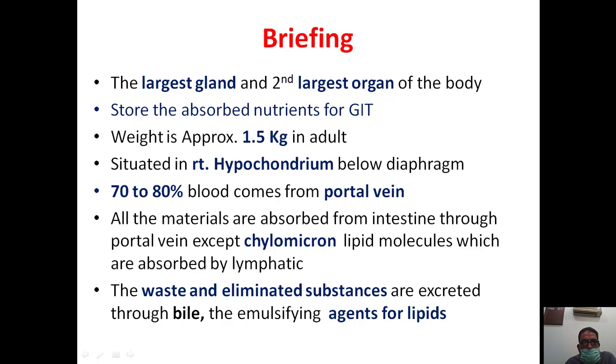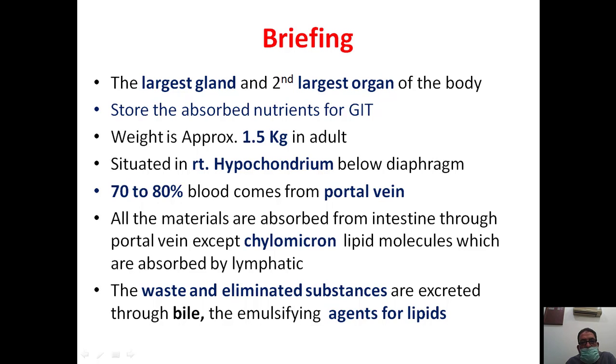70 to 80% of blood comes from the portal vein. All the material absorbed from the intestine goes through the portal vein except chylomicrons, lipid molecules which are absorbed by lymphatics. The waste and eliminated substances are excreted through bile, the emulsifying agent for lipid. In this slide you will understand how important this organ is.